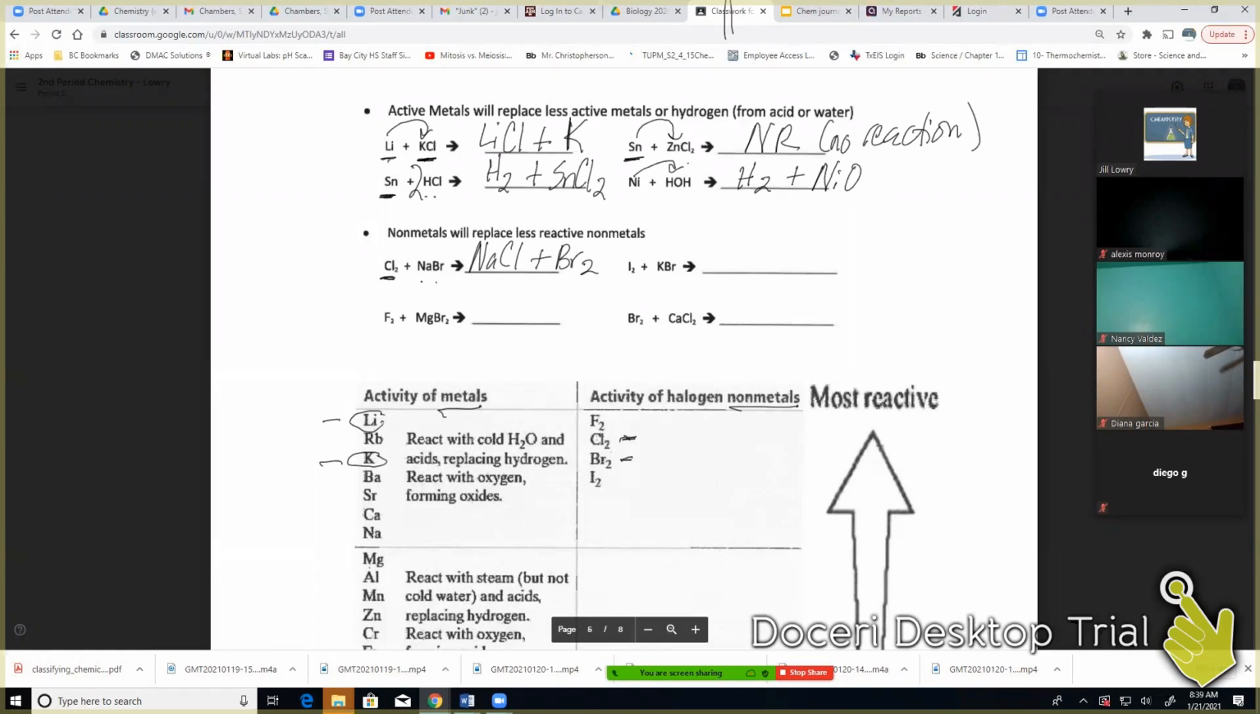Make sure that the one that is taking the place in the compound, you put it in the same place. In other words, if this was a good reaction, I would not want to put chlorine before sodium. It's always the metal, then the non-metal. All right. What about I plus KBr?